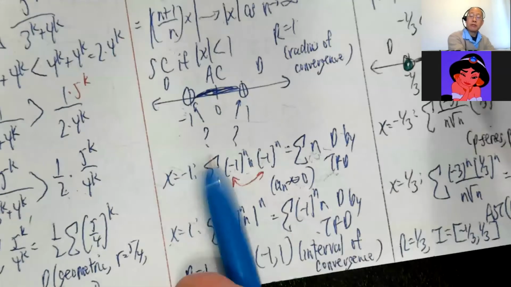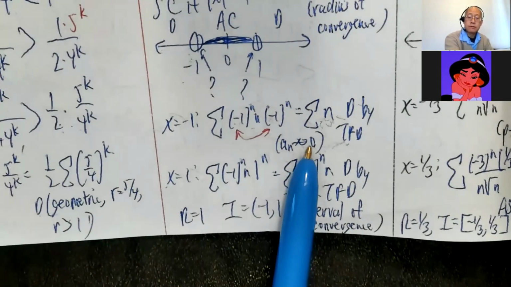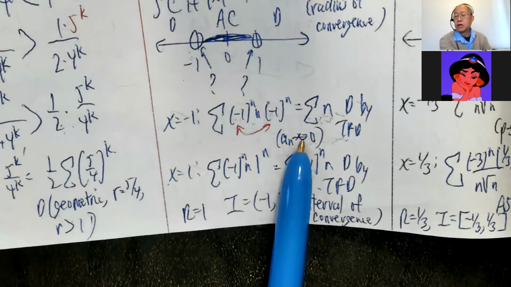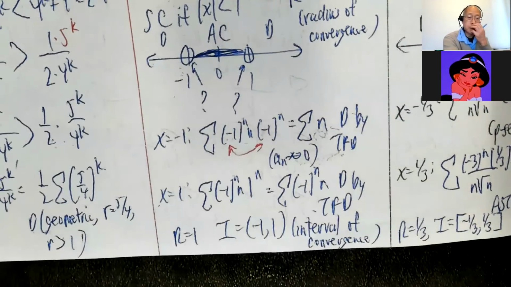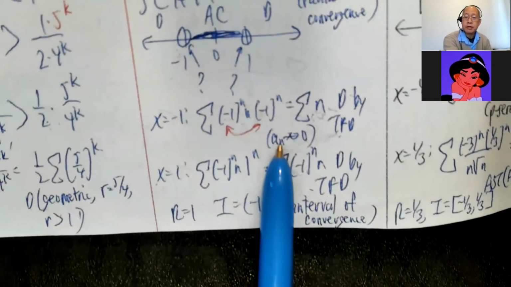And our famous example again was the harmonic series. The harmonic series, the a sub n's do approach 0. 1 plus a half plus a third plus a fourth plus a fifth plus a sixth, right? Those a sub n's approach 0, and yet that series blows up. It approaches infinity.